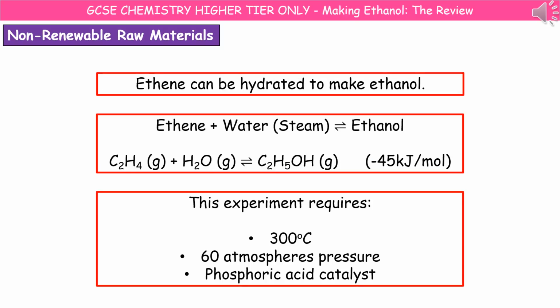Once we've got our ethene, then what we're actually going to do is carry out a hydration reaction to make the ethanol. So what we have is ethene plus water, which is in the form of steam, and then it will make ethanol in a reversible reaction again. So because this is a reversible reaction, we do need to consider the conditions, and for this to occur, we use 300 degrees Celsius as the temperature, 60 atmospheres of pressure, and a phosphoric acid catalyst.